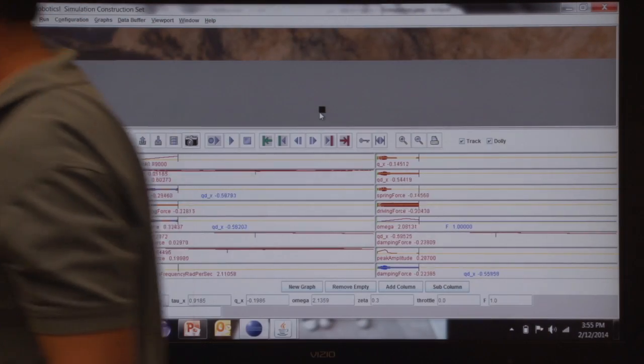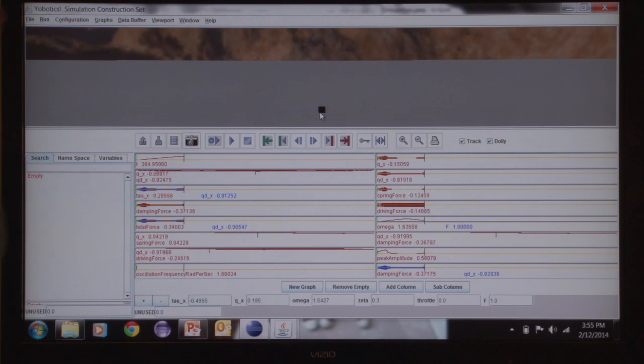So why is the ground moving? Because I'm dollying. Dolly tracking here. He's tracking. Oh, wow. Okay.